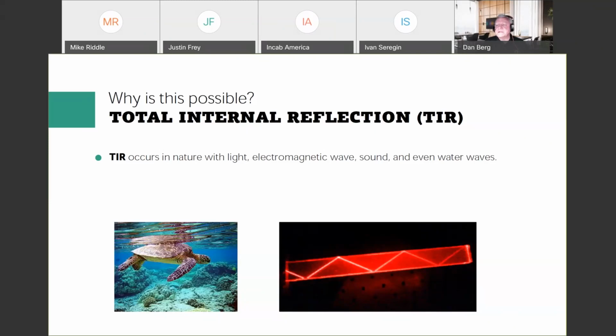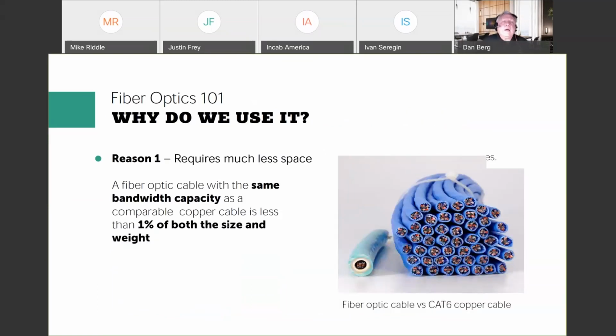In the second photo, you'll see total internal reflection as it relates to a light ray going down an acrylic rod. You can see the angle of that ray and that it continues to reflect back into the core all the way down the fiber. That's what we're going to be discussing today: how do we make that happen? How does that work? Why do we use it?